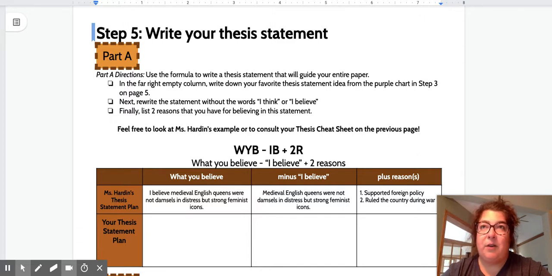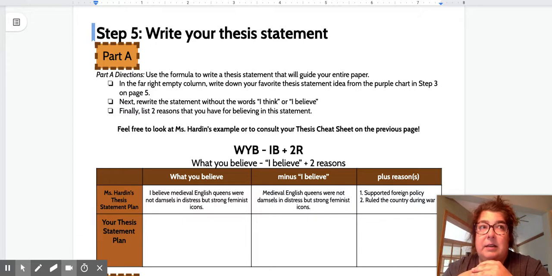As you remember from the lesson in class, perhaps, or the materials on the page prior, or any other tutorial videos, a thesis statement is a one-sentence phrase that is an opinion claim that outlines the rest of your paper. Basically, it tells your readers what you are going to argue about. It tells them what you believe, and your two reasons.